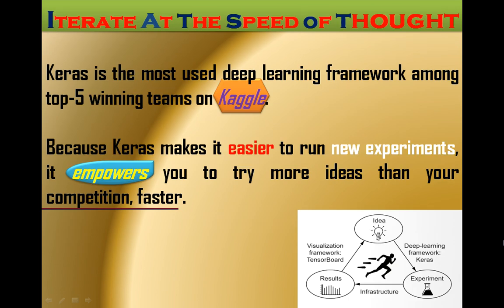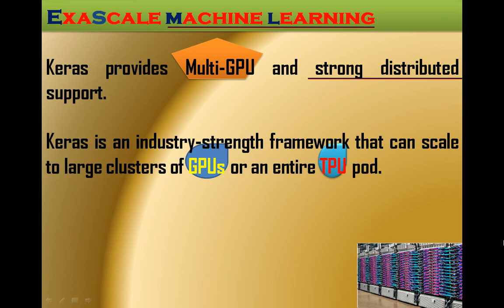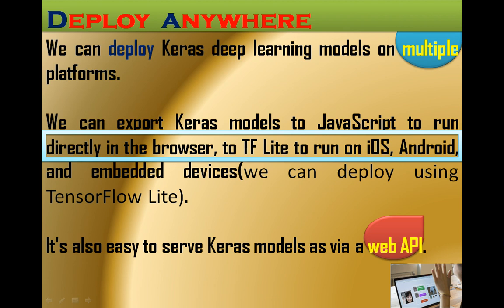Second feature is iterate at the speed of thought. Keras is the most used deep learning framework among top 5 winning teams on Kaggle. Because Keras makes it easier to run new experiments, it empowers you to try more ideas. Exascale machine learning. Keras provides multi-GPU and strong distributed support. Keras is an industry strength framework that can scale to large clusters of GPUs or an entire TPU pod.